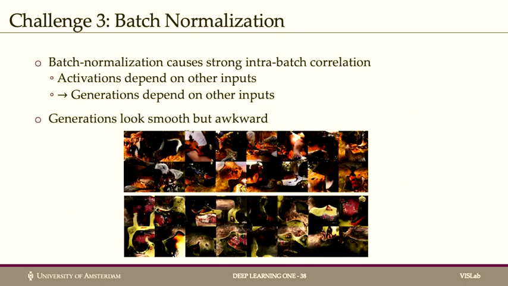Right. Another problem is batch norm, because batch norm always causes trouble. So batch norm here is because you're mixing, for example, batches of real images and batches with not real images. And you compute the batch statistics from that. So that usually leads to very smooth but awkward looking failure cases.